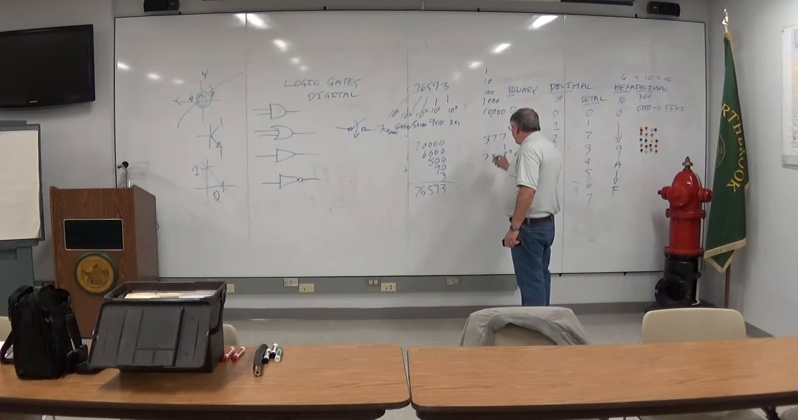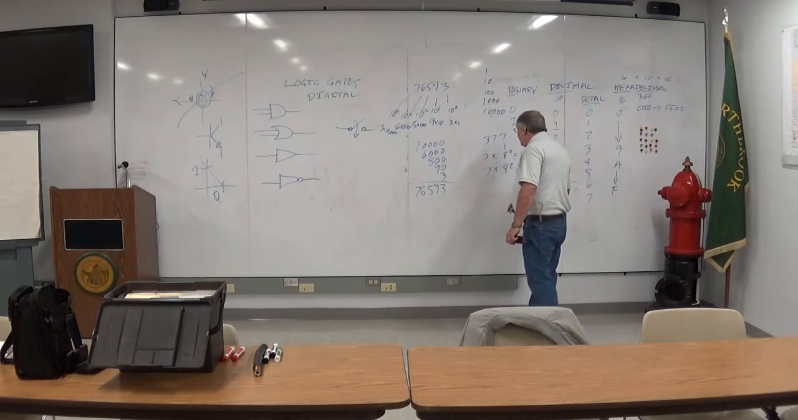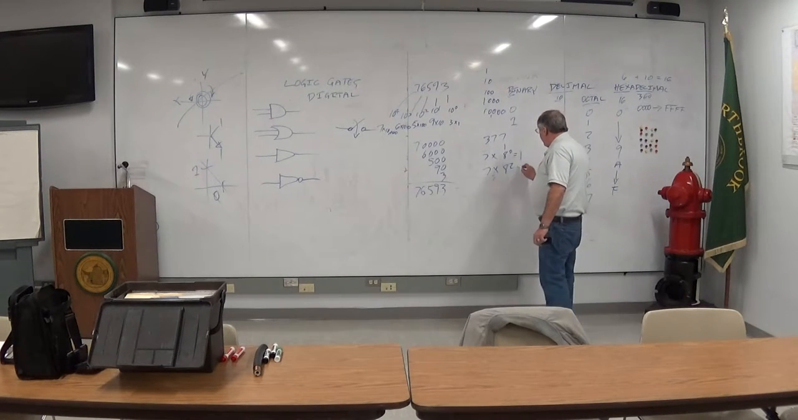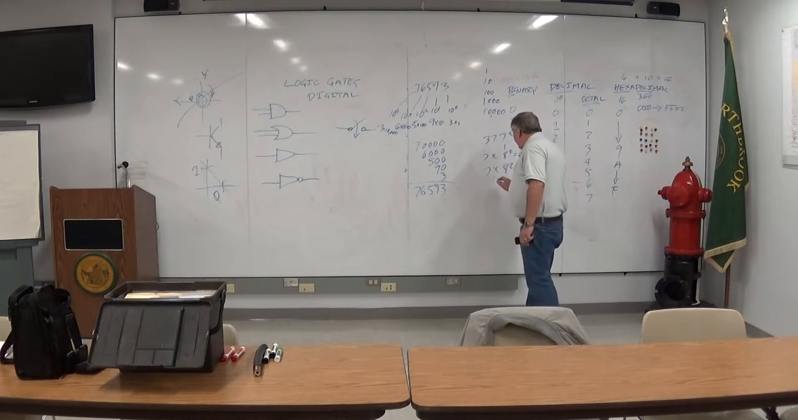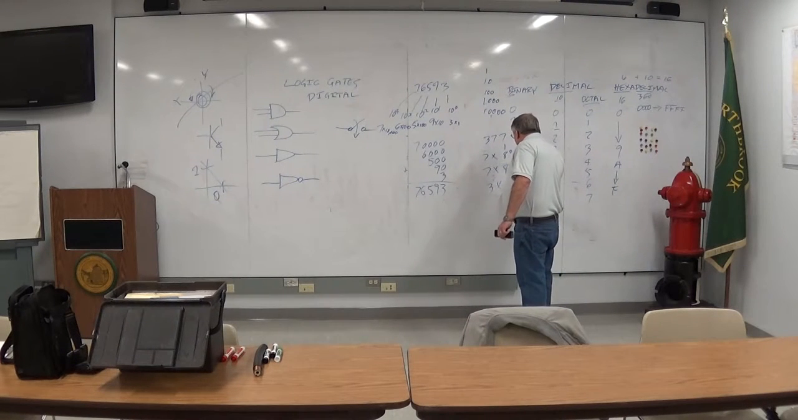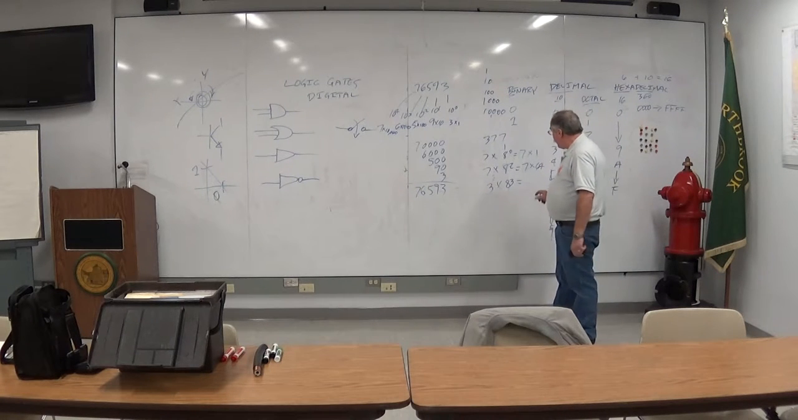The next one is going to be 7 times 8 to the 2nd power. What's 8 squared? 64, right? Let me keep it in the right order. So it'll be 7 times 1. This will be 7 times 64. And then we got 3 times 8 to the 3rd power. Anybody know what the 3rd power of 8 is? I think it's 512.